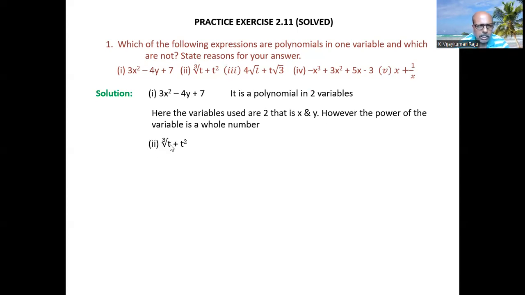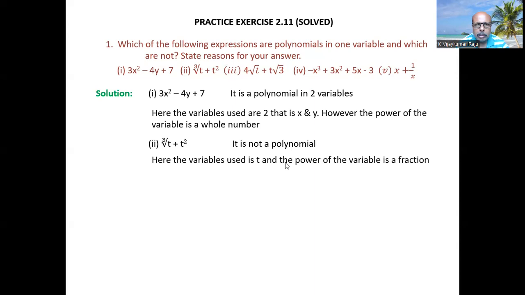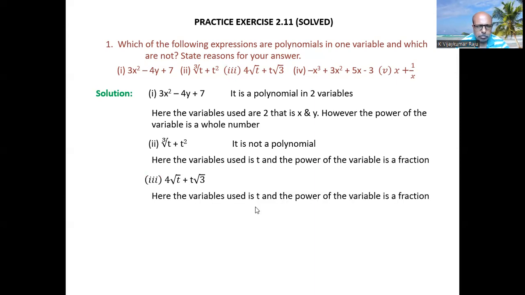Now, t is used. Variable used is only one. But this is inside the root sign. So that means the power of this variable is a fraction. So here the variable used is t and the power of the variable is a fraction. If the power of the variable is a fraction, then it cannot be a polynomial. Here again, variable is t. Power is a fraction. So it is not a polynomial.